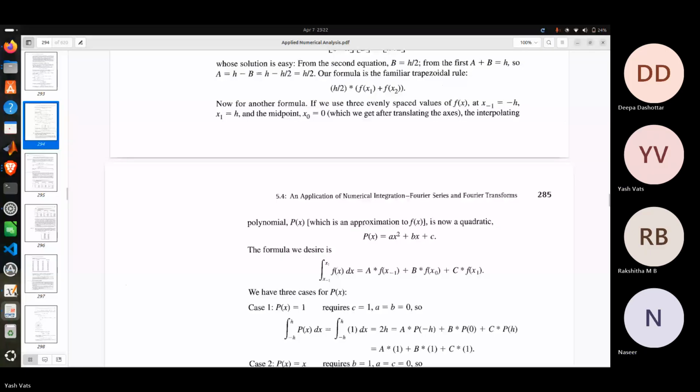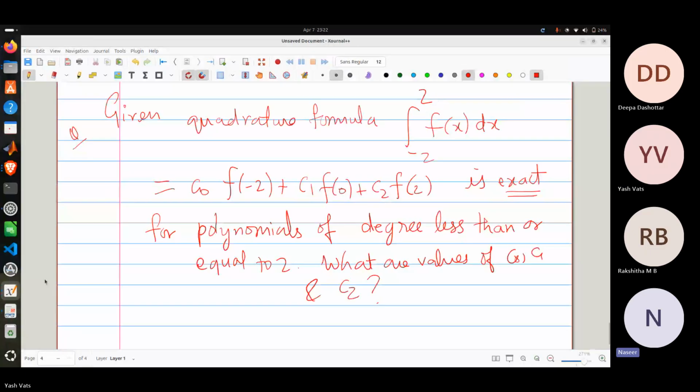After knowing the values, the professor also found f of minus 2, f of 0, f of 2, and the c0, c1, c2 values. Now here, f of minus 2, how do we get the value of f of minus 2? Of course you don't know it, because f of x is not known to us.